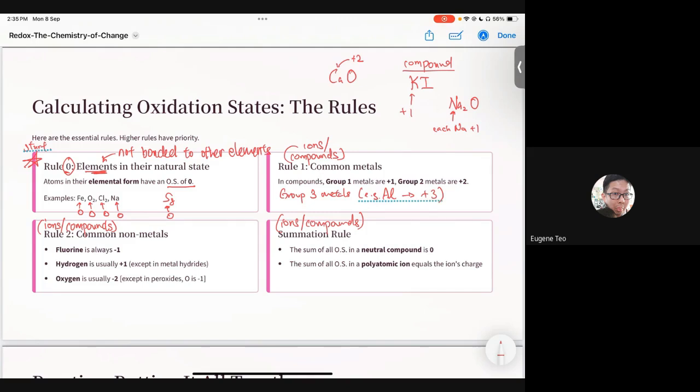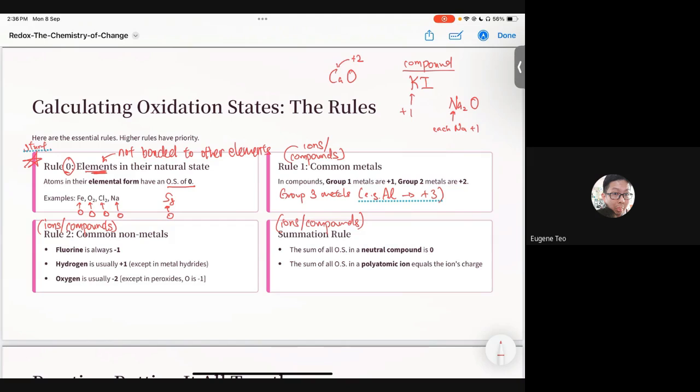Generally, you realize they only tell you group 1 and group 2, because these are the more common ones. Group 3 can vary. So that's why group 1 and group 2 are the two main ones that are mentioned. Group 3 may not always be +3. You know what? May not always be +3.